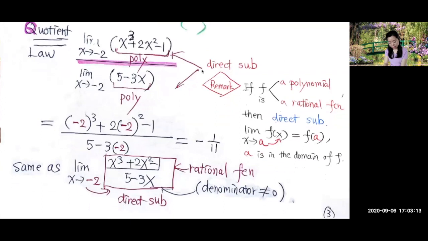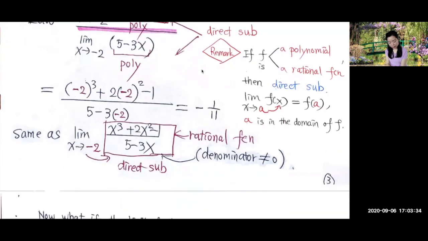Now what happened over here is, you might notice that when we try to find the limit for this rational function, that's the same as substituting this negative 2 directly into the x in this rational function. And when we substitute negative 2 into this rational function, negative 2 is in the domain of this rational function. In other words, negative 2 is not going to make the denominator equal to 0.